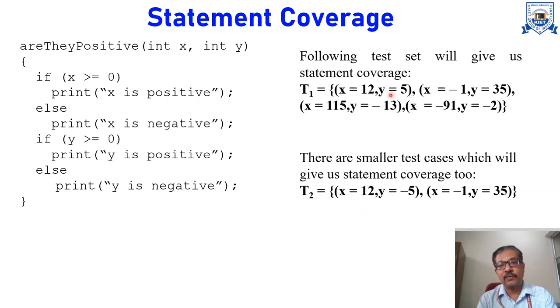So instead of going for these 4 test cases, if I reduce it to 2, like x equals 12 and y equals -5 and x equals -1 and y equals 35, then also I am going to achieve statement coverage, because all the statements of my program are now executing at least once.